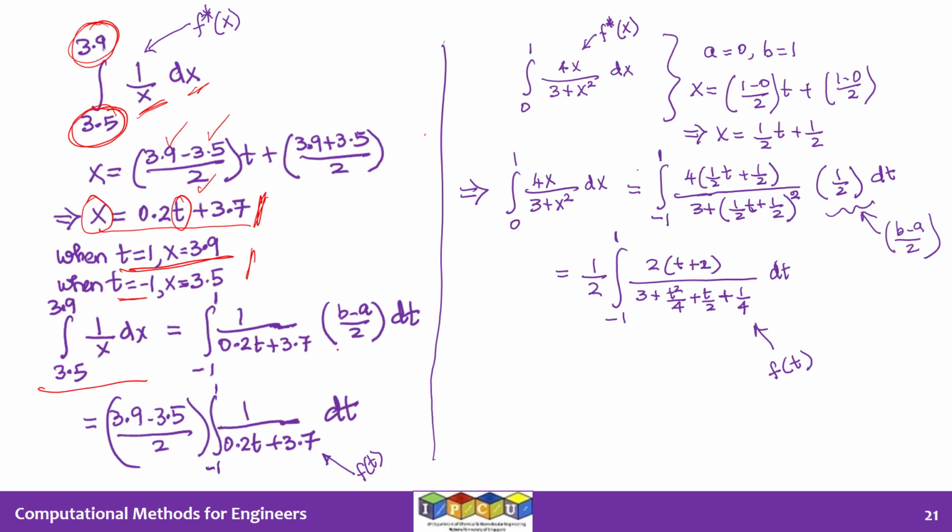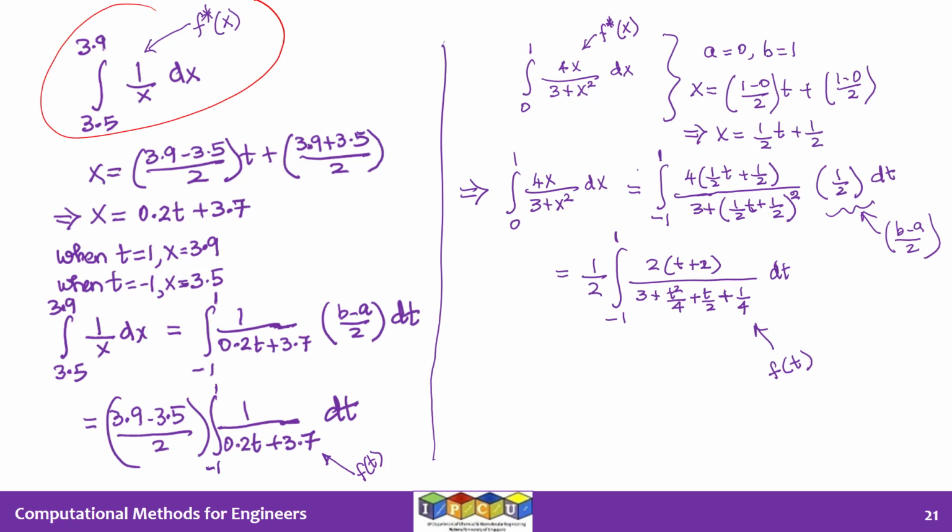Of course, let's not forget this (b minus a) by 2, which is going to be (3.9 minus 3.5) by 2. And f star of x was 1 by x. Therefore, how do you get f of t? Wherever you see x, replace it by this expression on the right because x is equal to 0.2t plus 3.7. The f star function is 1 by x, so I'll get f of t by replacing x with 0.2t plus 3.7.